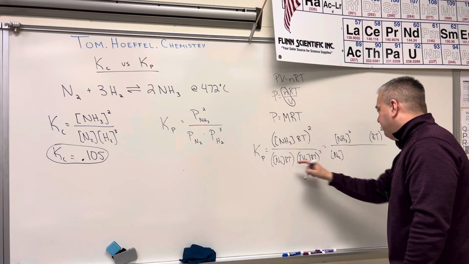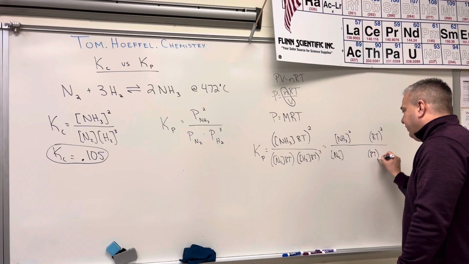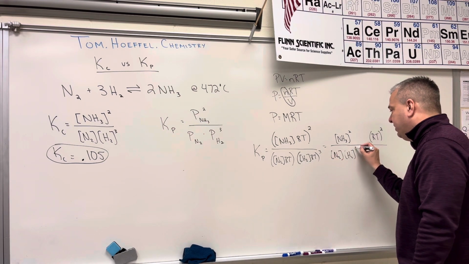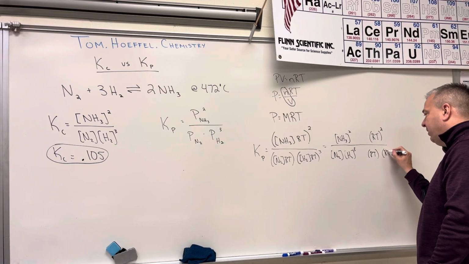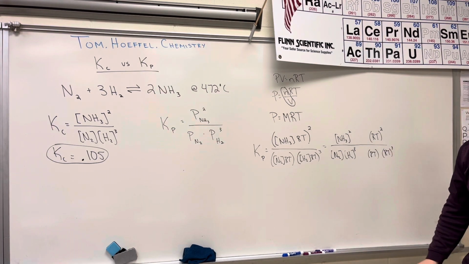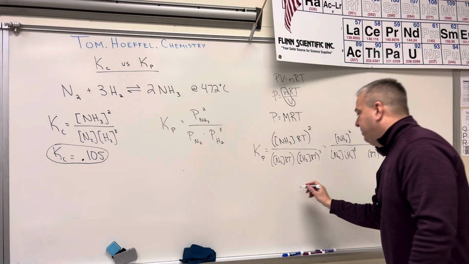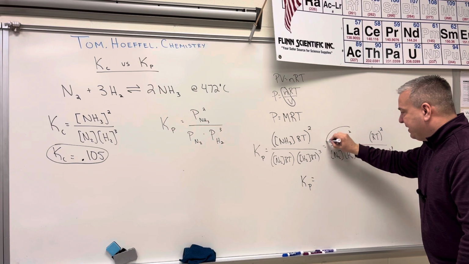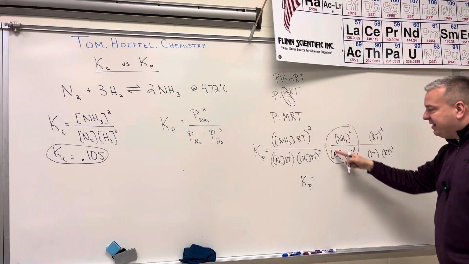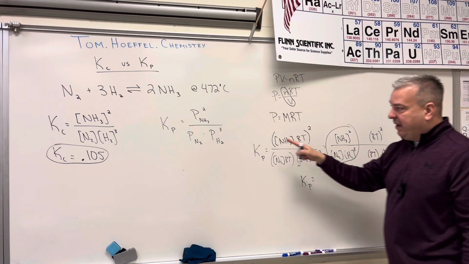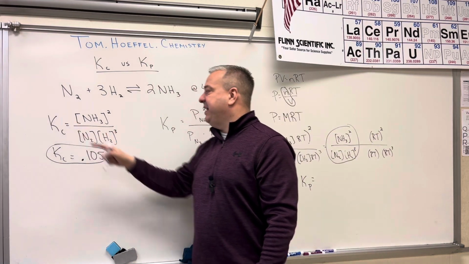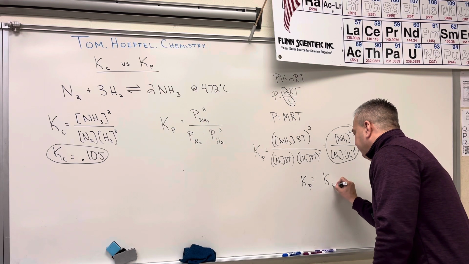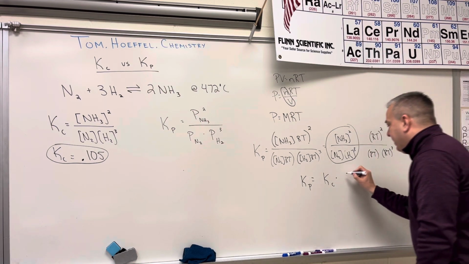Now that's to the first power, so it's going to be RT to the first power. And then I'm going to do that for H2, and that's going to be to the third power. So its RT is going to be to the third power. So what K sub P is now equal to is going to be this guy right here. Okay, well, what is this guy equal to? Well, that is equal to K sub C. So Kp is equal to Kc times a factor of RT.